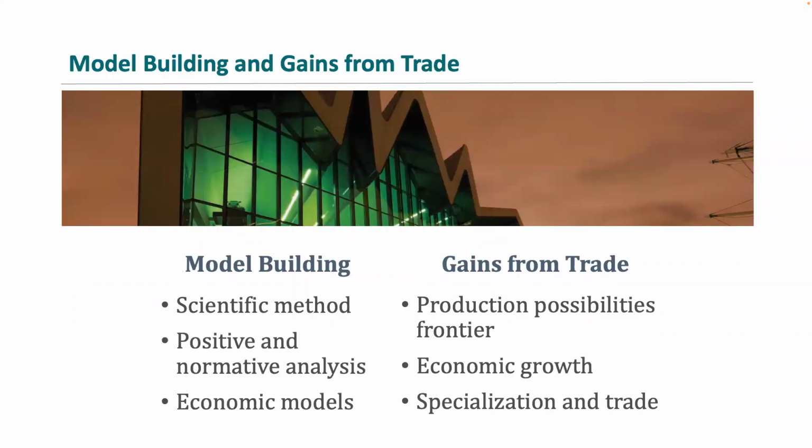First up, we want to talk about model building and gains from trade. In economics, it's not always going to be easy to study a huge group of people or a country or even the world, and that's why we use model building. In economics, we use the scientific method, much like you did in all of your science classes. We'll use positive and normative analysis and overall build economic models. Another thing that we're going to take a look at is how we can develop gains from trade. This will be our production possibilities frontier covered later in the chapter, talking about economic growth because of that trade, and then specialization in trade itself.